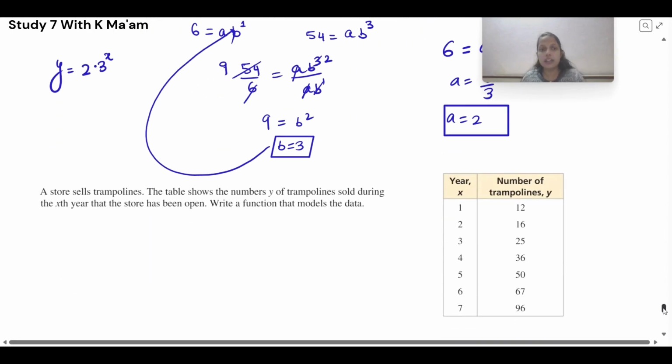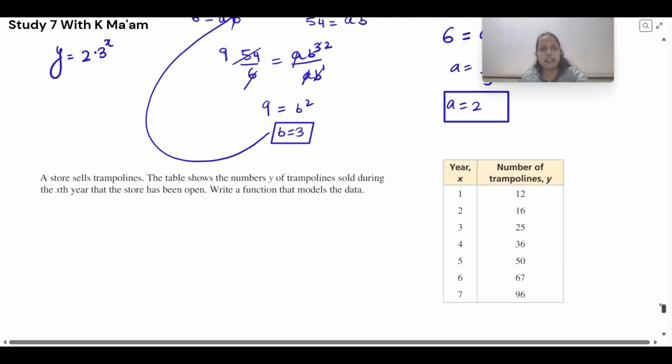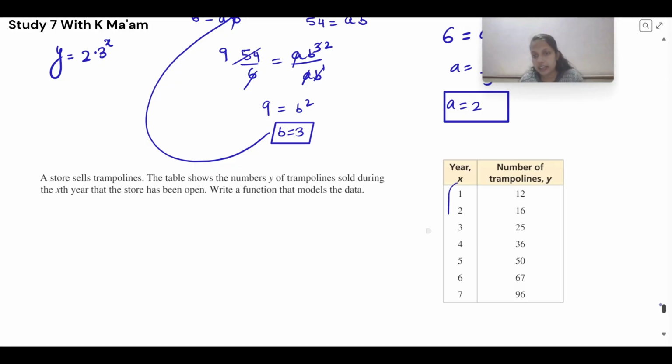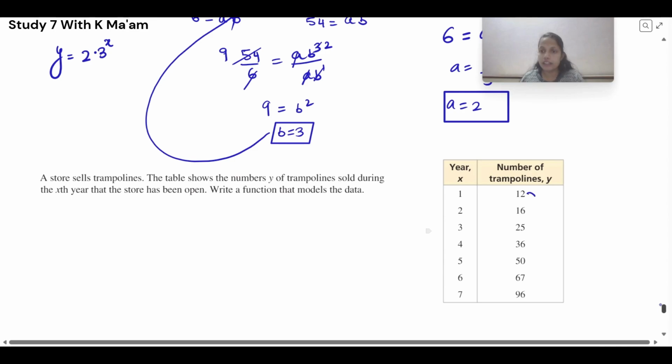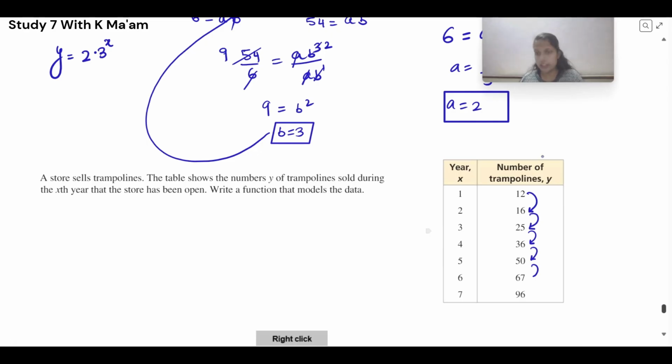Next question. See, here it says that a store sells trampolines. The table shows the number y of trampolines sold during the xth year that the store has been open. Write a function that models the data. So here, how it's given: the number of years is continuously increasing. There is no problem with x. Now see, 12, then 16, then 25, 36, 50. These are not continuous changes.